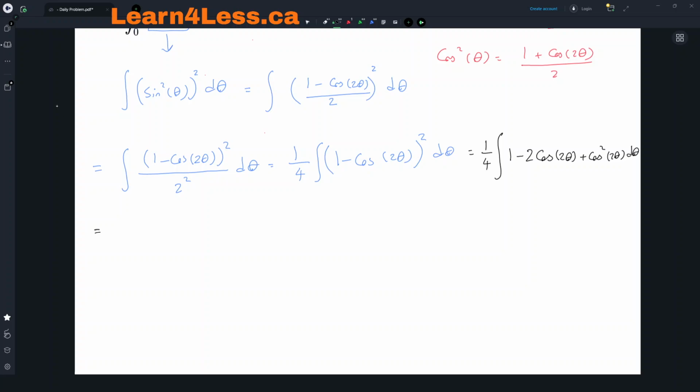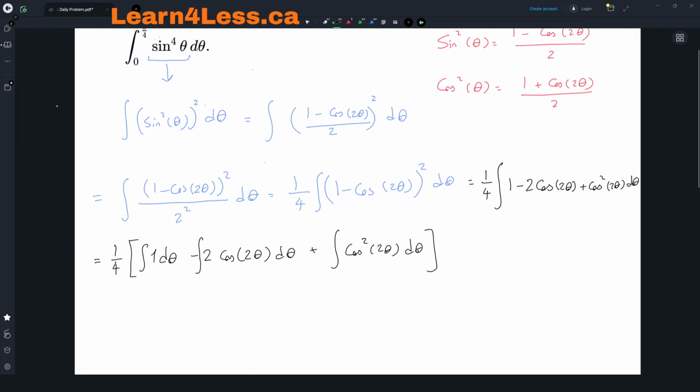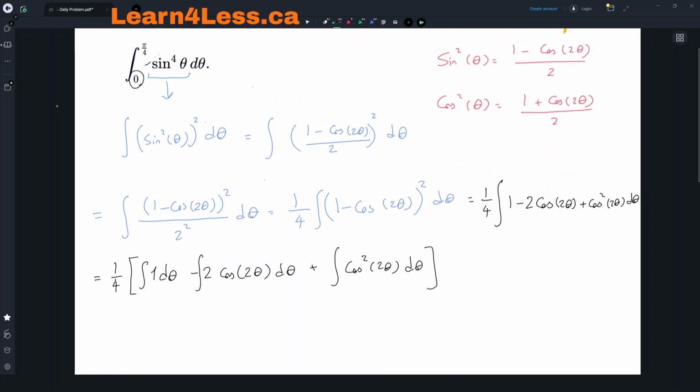So what we have is a quarter, which is at the front of everything. The first integral, which is the integral of 1 d theta, minus 2 times the integral of cosine of 2 theta d theta, plus the last part, cos squared of 2 theta. We take the integral of these again separately. And don't forget that I didn't write the bounds yet. I will write them at the end, for the sake of time. All of them have the same bounds, 0 to pi over 4.